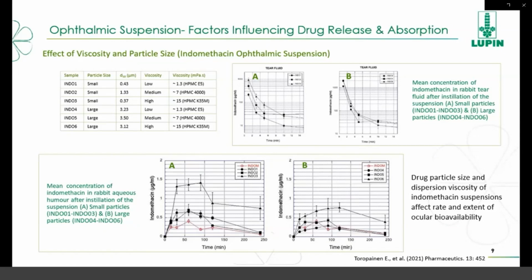Increased viscosity of HPMC increased the extent of drug absorption from the formulation by providing longer duration of ocular retention on the precorneal surface, and also acting as a transient reservoir for drug permeation across the corneal membrane.